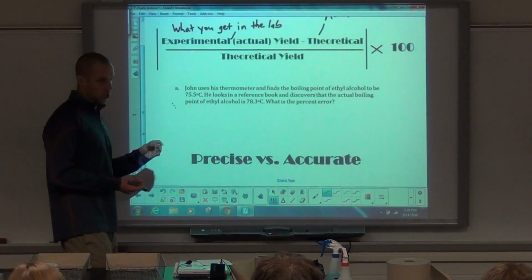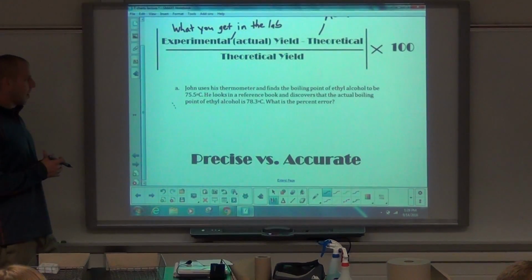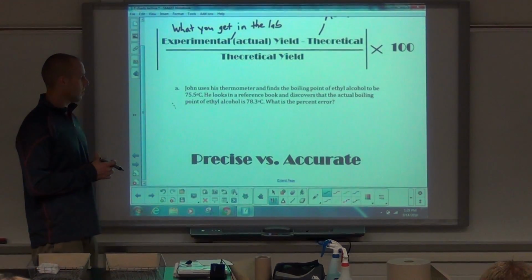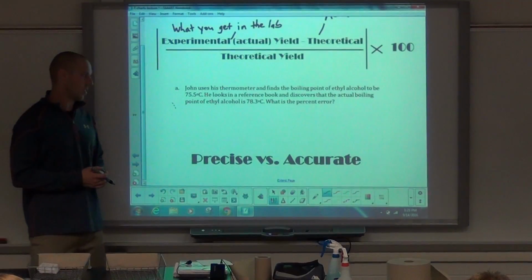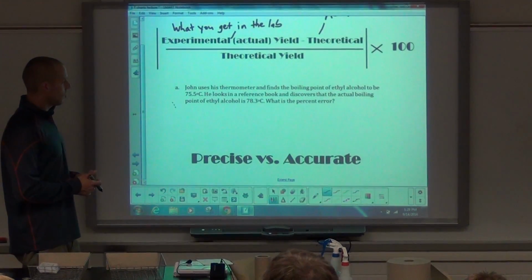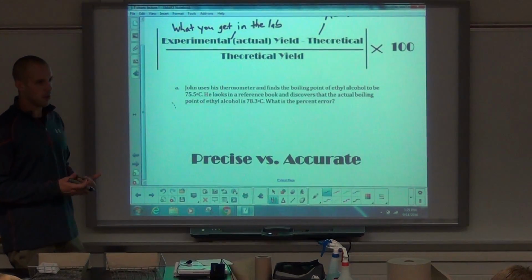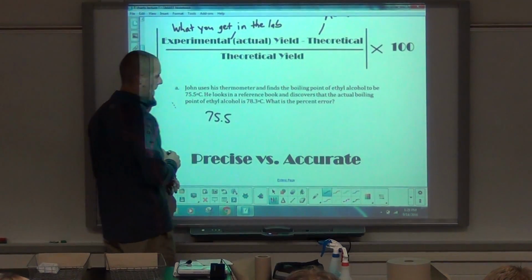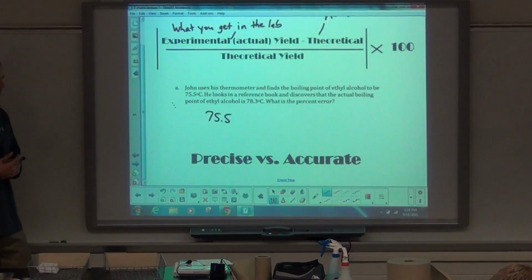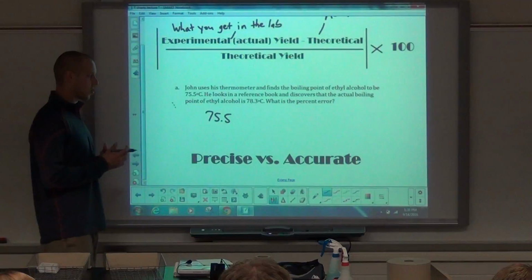This is letter A that is on your sheet, so you can follow along, get that one done right now. Okay, it says that John uses his thermometer and finds the boiling point of ethyl alcohol to be 75.5 degrees Celsius. He looks in a reference book and discovers that the actual boiling point of ethyl alcohol is 78.3 degrees Celsius. What's the percent error? So our experimental, remember, is what John is going to find in the lab. So he finds it's 75.5 degrees Celsius. So the first thing that you're going to write is 75.5. Okay, then he looks at his reference book. He finds that the accepted value, or the theoretical value, actually is 78.3.